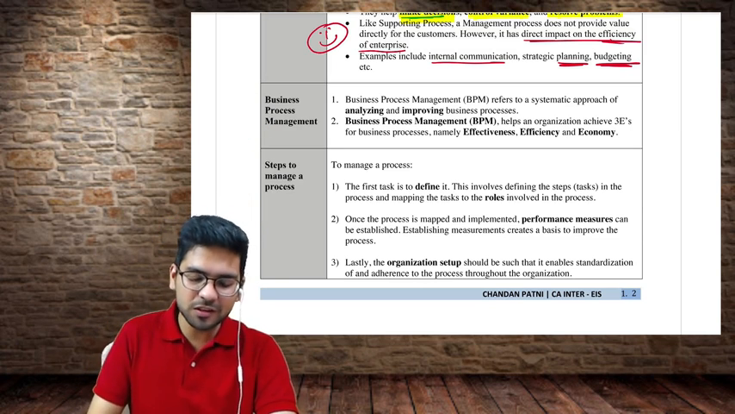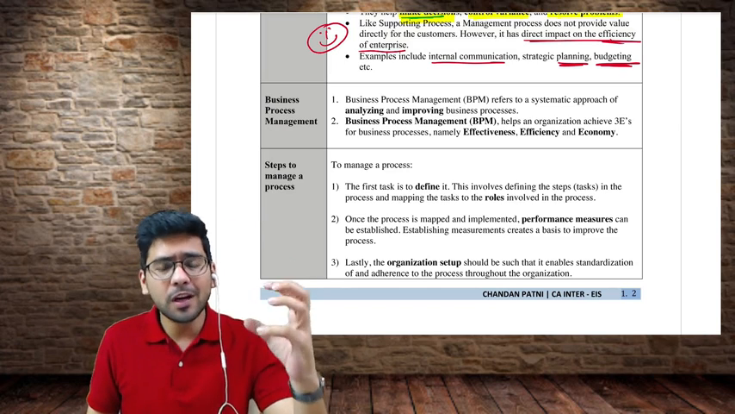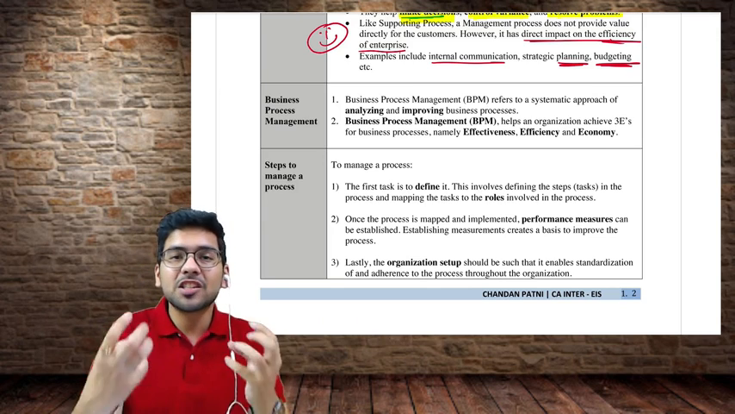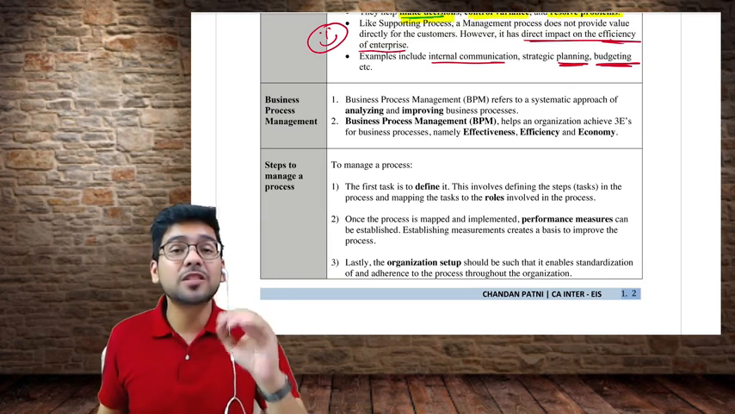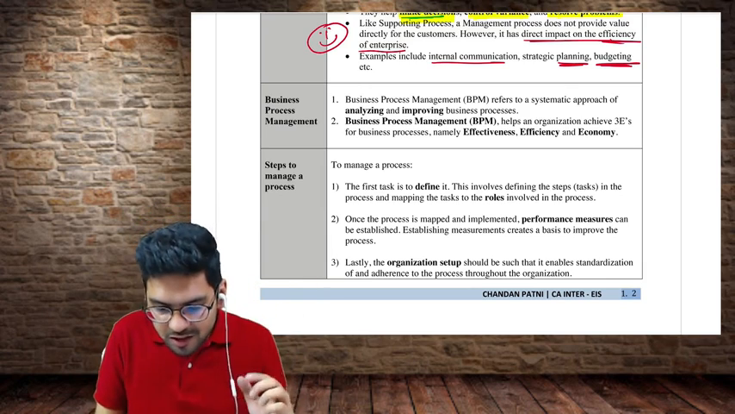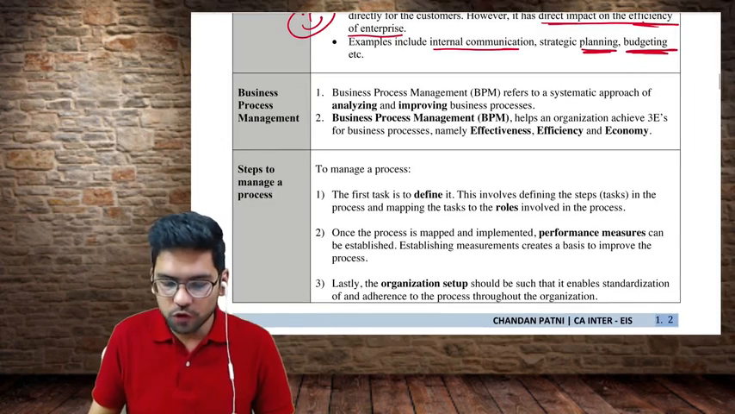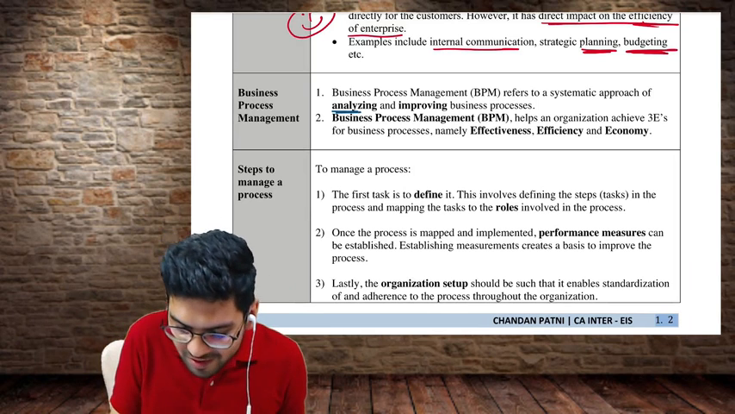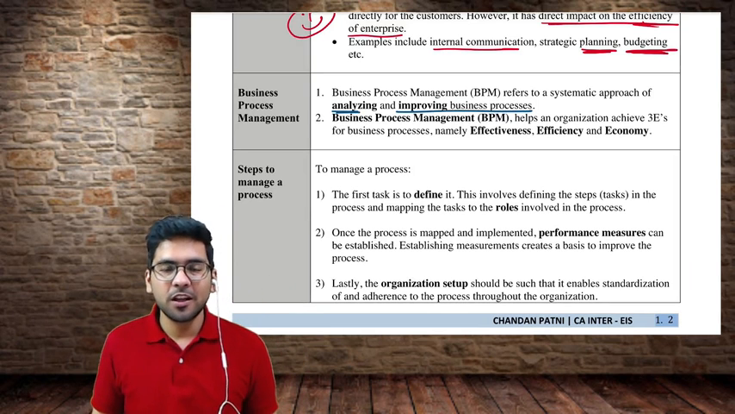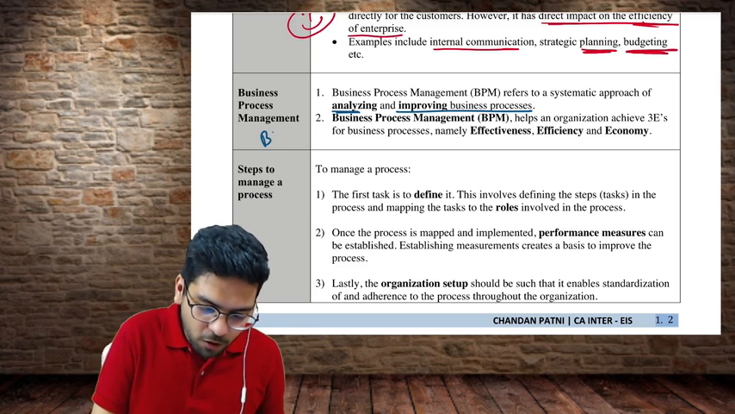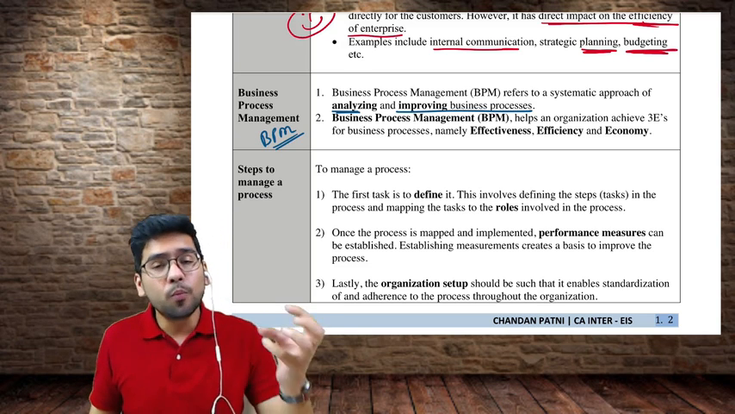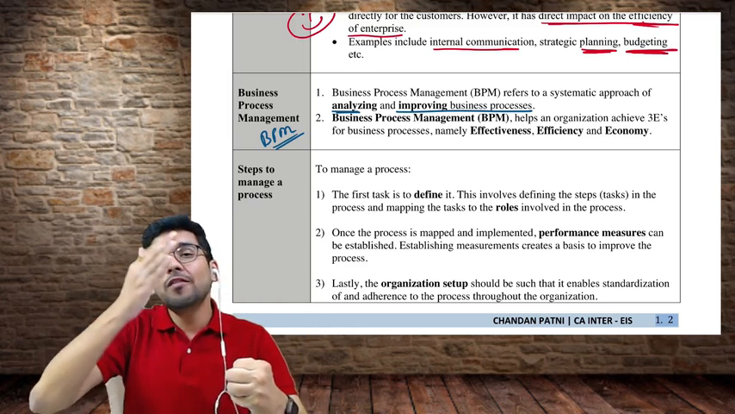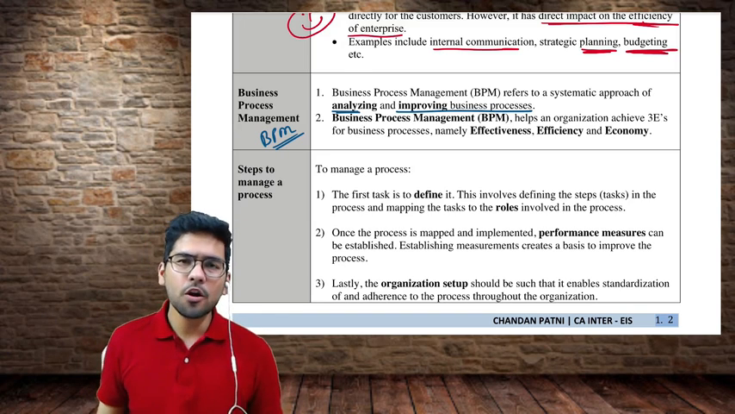So what is business process management? We already know that a business process is a prescribed sequence of work steps that need to be performed to achieve a desired objective or goal. But what is business process management? Business process management refers to a systematic approach. Two words you have to understand: a systematic approach of what? Of analyzing and improving the business processes. So when I say BPM, in short, it is basically a system wherein we analyze and then try to improve our business processes.